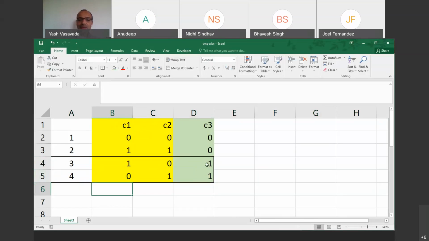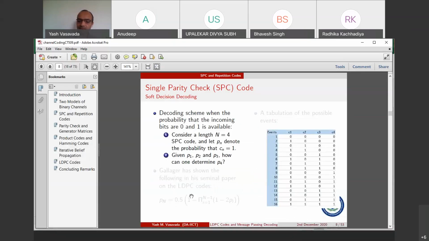So the question is, what is the probability that C3 is equal to 1? Addition of these two. So P1 times 1 minus P2 plus 1 minus P1 times P2. So that is how you can determine the probability that C3 is equal to 1. So that is one of the main ideas behind the message passing.